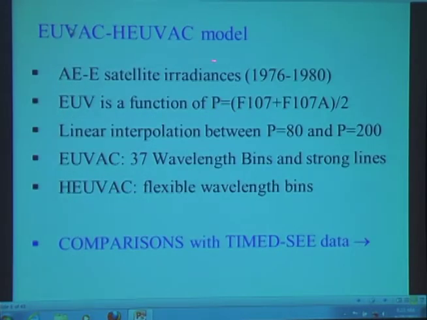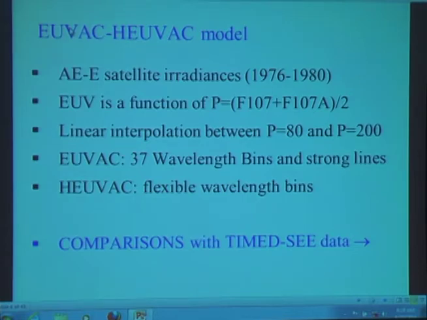So back in the 1990s, I developed the UVAC model, and it's based on the AE satellite irradiance that I showed first, and it's using this proxy P. It's done by just doing a linear interpolation between the measurements at P equals 80 and P equals 200. It had 37 wavelength bins, a combination of bins and strong lines. Later on, I changed this. It's basically the same model, but it had flexible wavelength bins.